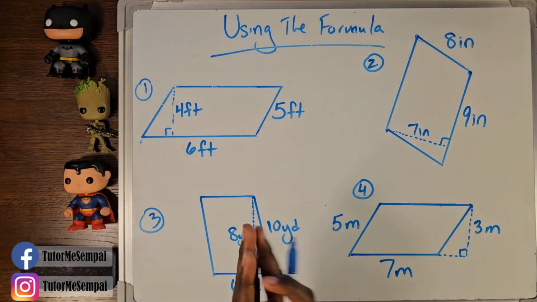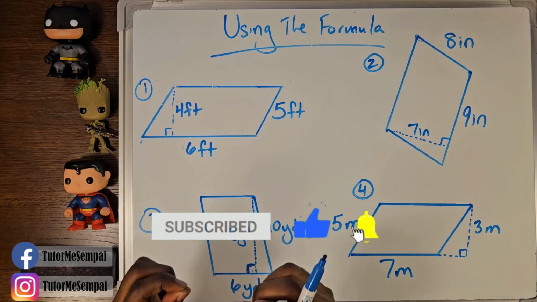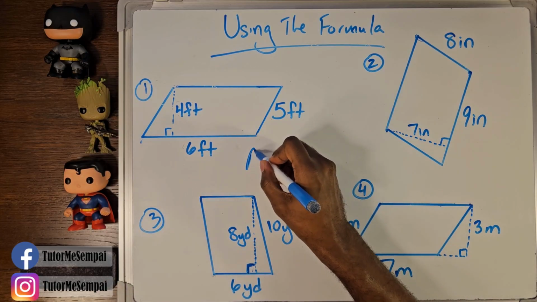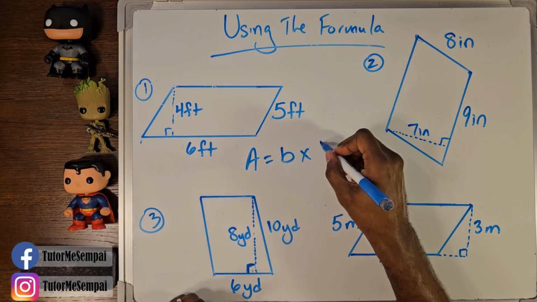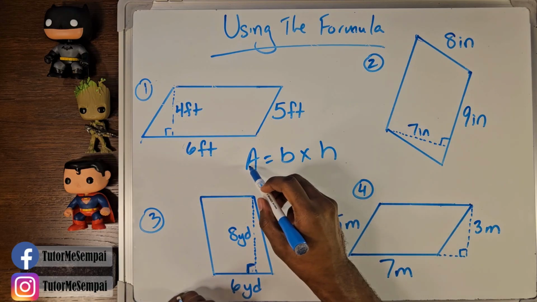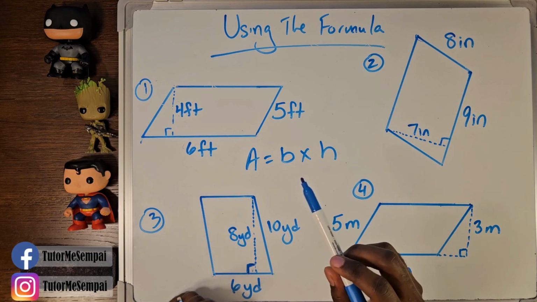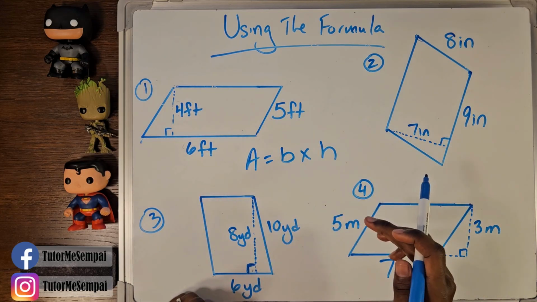So today we're going to be finding the area of our parallelogram, and we're going to start with the formula for the area for our parallelogram. And that's going to be A equals B times H. Area equals base times height. This is going to be our formula when we try to find the area of our parallelograms.